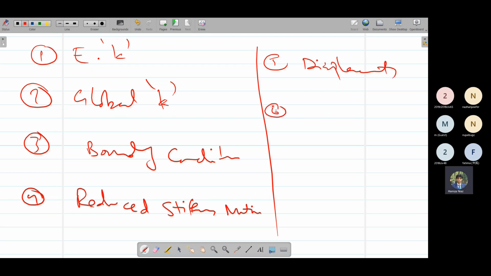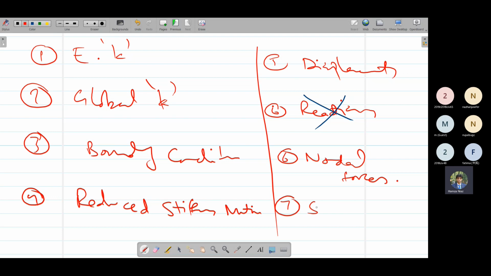After displacements, our sixth step was reactions. We calculated reactions before. But in the case of beam and frame, we do not need these reactions. We go directly to nodal forces, because if we calculate nodal forces, we can calculate the shear force diagram and bending moment diagram. And we can calculate reactions easily from nodal forces, so we do not need an extra step. So this is the basic method.